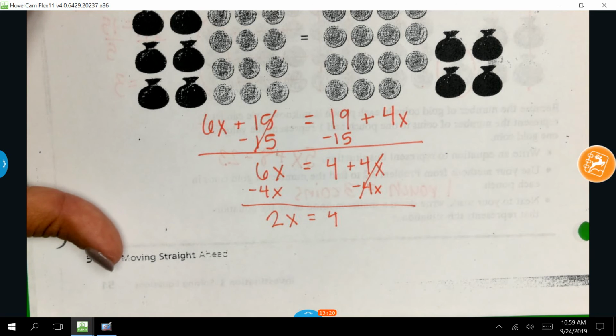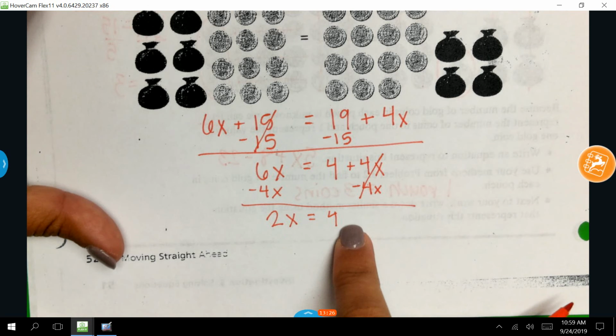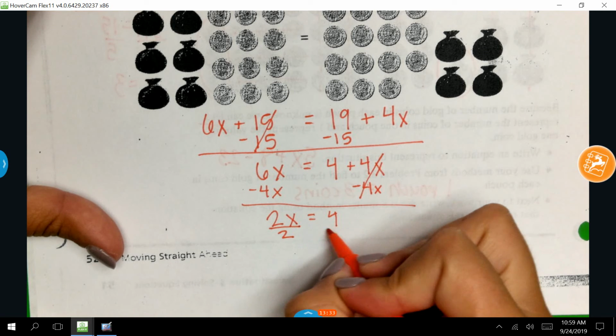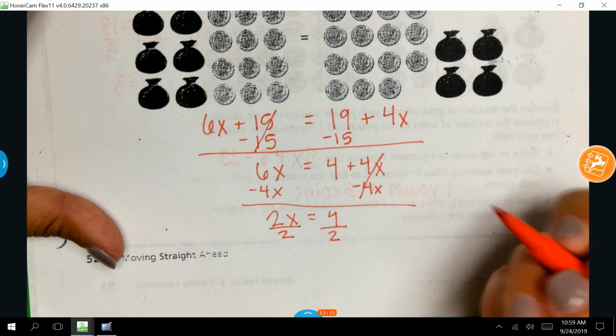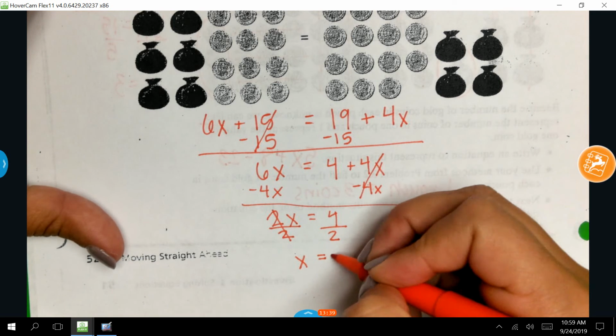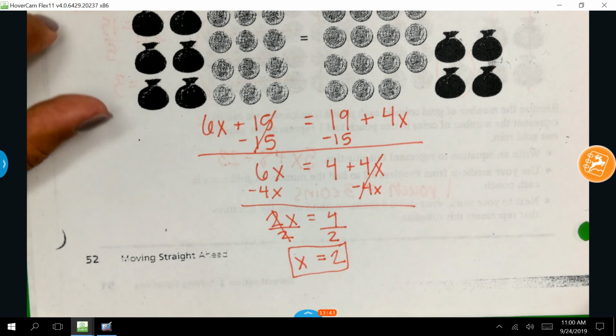And then what now? How many pouches do I have? 2. And I have 4 coins. So I divide my coins by how many pouches I have. So I'm dividing both sides by 2. So x equals what? 2. So that means you have 2 coins in each pouch.